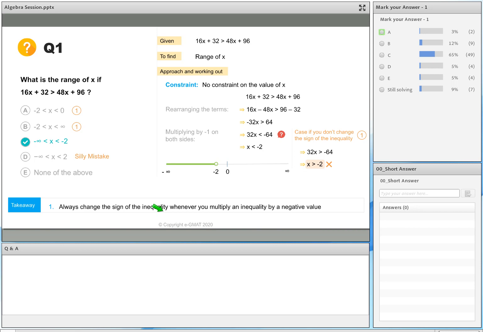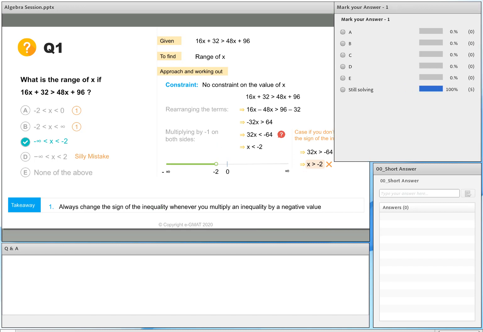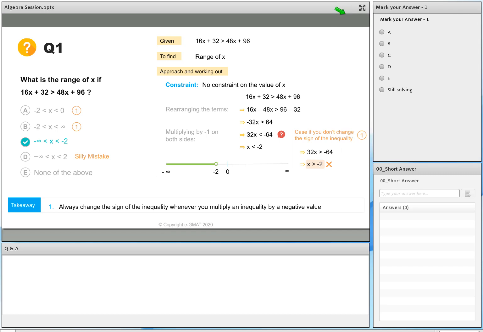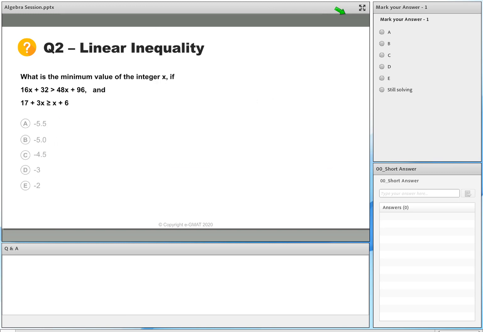Okay, with this now, we're done with this first question. Let me take you to the next one, but still solving first. Okay, here's question number 2. Good luck.